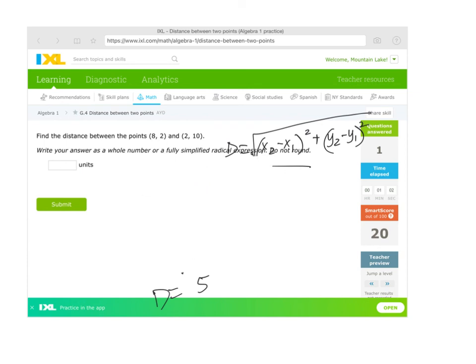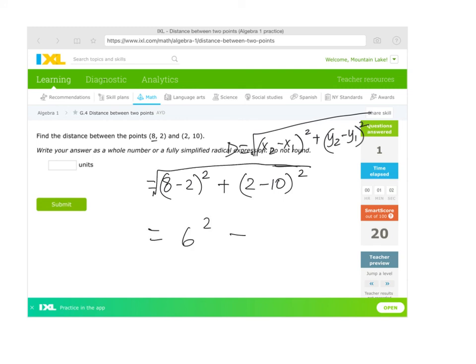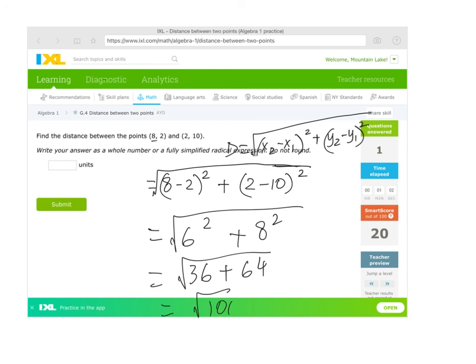Okay, so again, subtract the 2 x's and square. So 8 minus 2 squared, and subtract the 2 y's and square. So 8 minus 2 is 6, 6 squared. 2 minus 10 is negative 8. Use the positive value, so 8 squared. And the square root. 6 squared is 36. 8 squared is 64. When you add both, you get 100. The square root of 100 is 10.